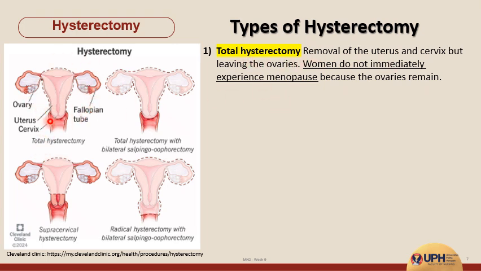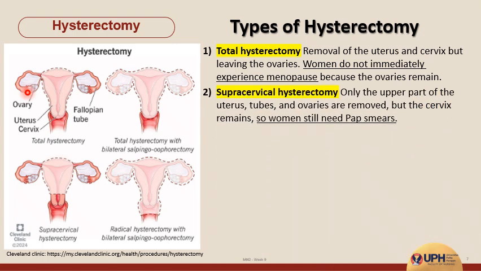As I mentioned before, the total hysterectomy means that you just remove the uterus and leave the cervix. The uterus and the cervix sometimes, and then you leave the fallopian tube as well as the ovaries. In the patient who has this treatment, the woman will not experience menopause because why? The ovary is still there, so she still has the phases of having the hormones that will not make her have the menopause stage.